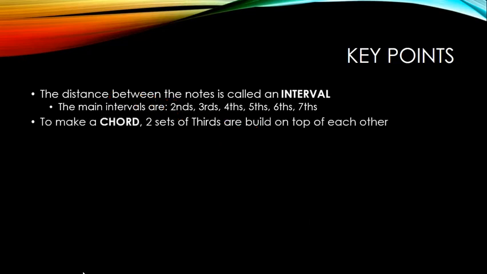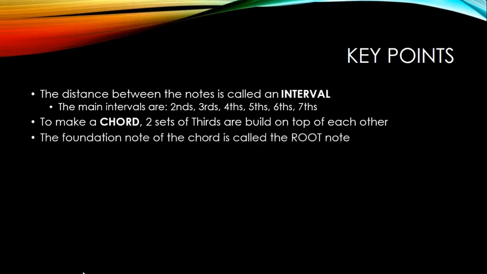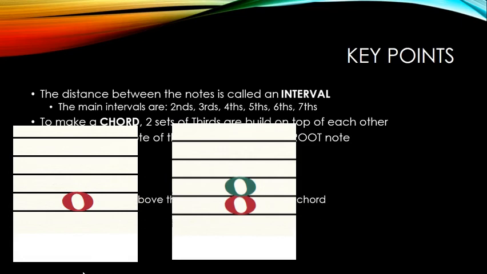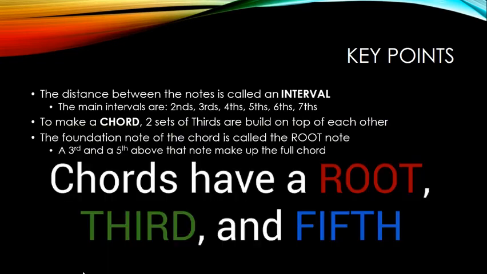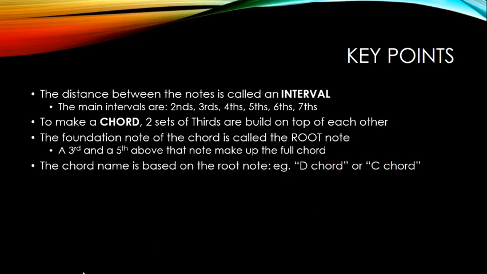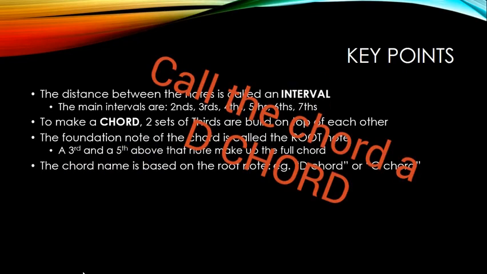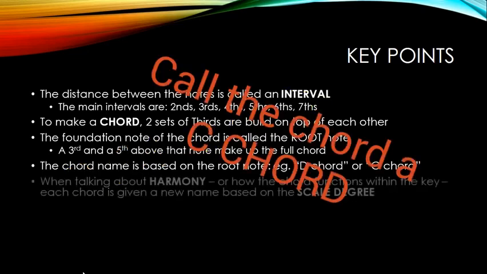To make a chord, we're using two sets of thirds, two sets of those intervals, and you build them right on top of each other, and you build them on the root note. With that root note, if you go in relationship, two sets of thirds, you get a third above the root and a fifth above the root, and all chords are going to be made this way. Chord names can be named after the note you're using as the root. So if you build a chord on a D, it's a D chord. If you build a chord on a C, it'll be a C chord.